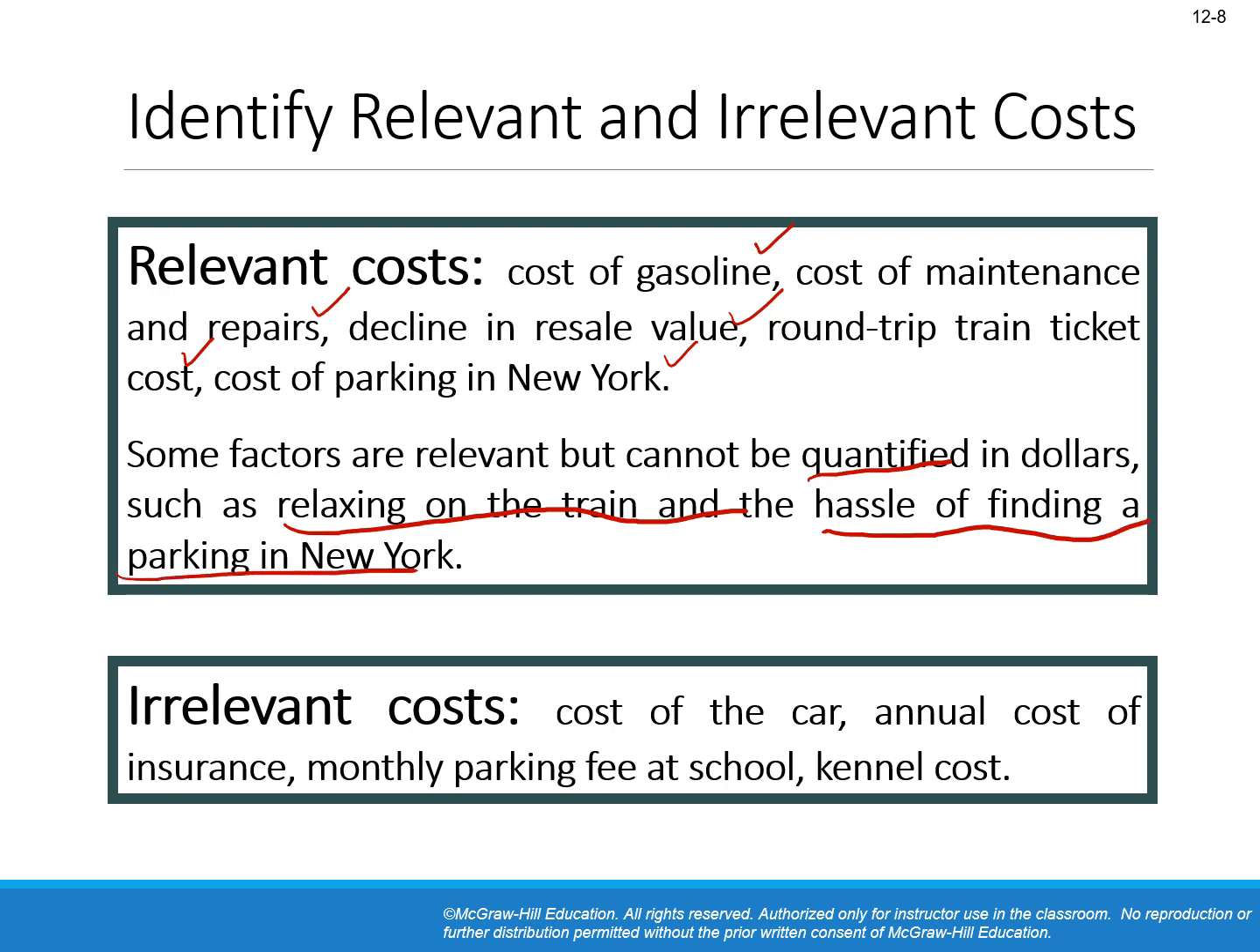The irrelevant costs are the cost of the car, it's irrelevant. The annual cost of the insurance, because you paid it already. The monthly parking fee at school, it's irrelevant. It doesn't matter whether you take the train or you take the car. You have paid for or you will pay for the monthly parking fee regardless. The kennel cost, because either way, you will use the kennel to put your dog or your pet, and therefore it's irrelevant between options A and B.